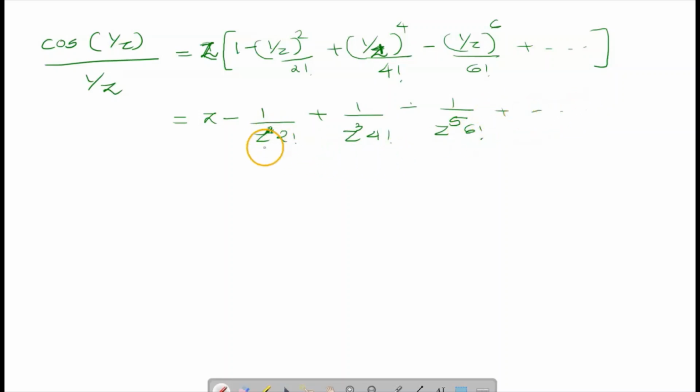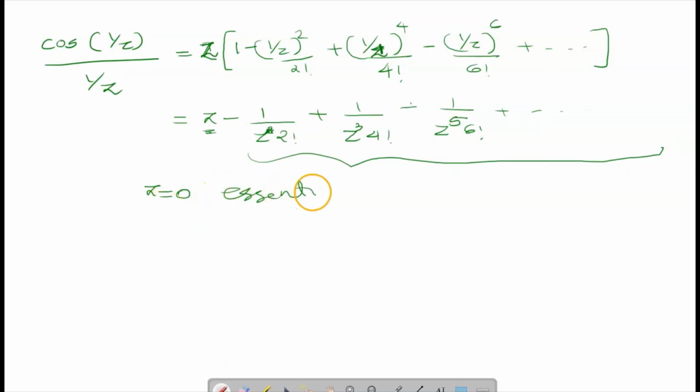So here this is the only positive power of z. All others are negative powers of z. So infinitely many negative powers of z means z equal to 0 is the singularity of the function, and it is an essential singularity. Here we have infinitely many terms containing negative powers of z. So z equal to 0 is an essential singularity.